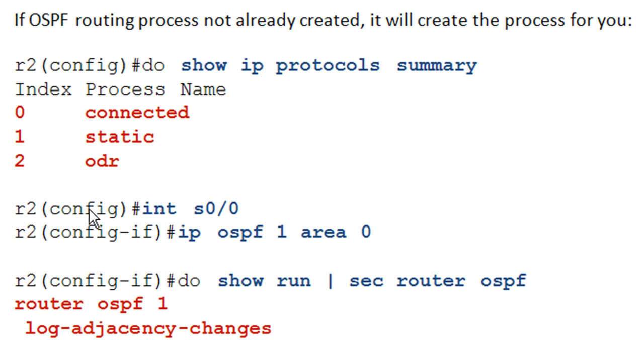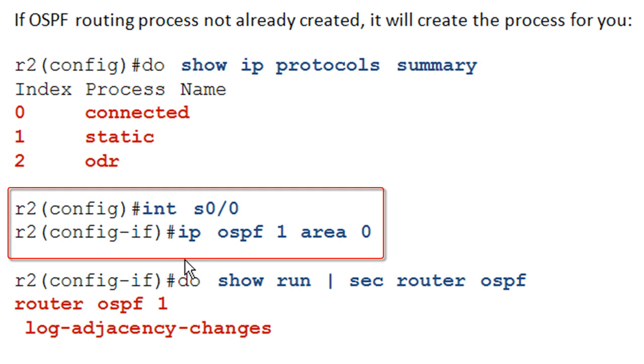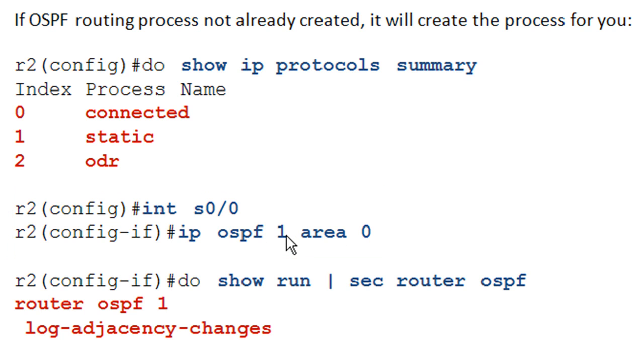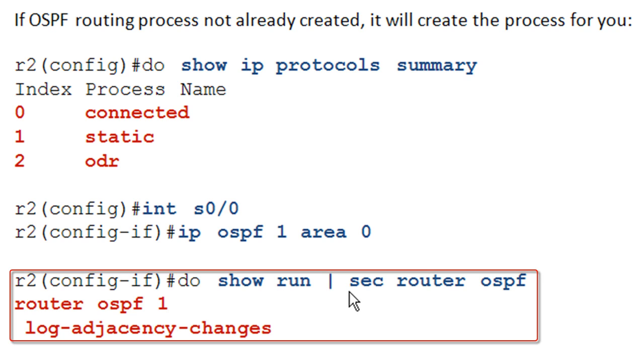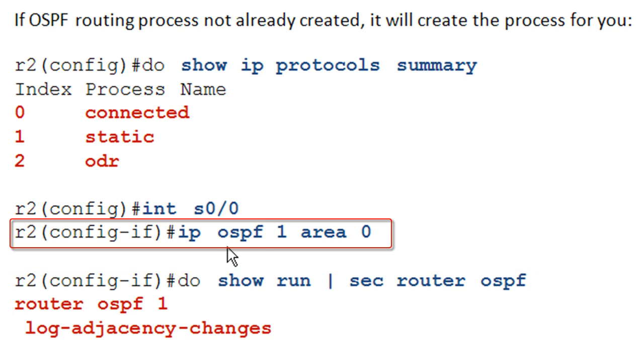Anyways, we go into the interface, and we're under interface 0/0, and we're going to assign this interface to area 0 in process 1. So now, once that's done, if we were to do a show IP protocol summary, we would see a number 3 here and OSPF. If we do a show run section router OSPF, remember there was no OSPF configuration before. The only line that we put in here is this IP OSPF 1 area 0, which is under the interface.